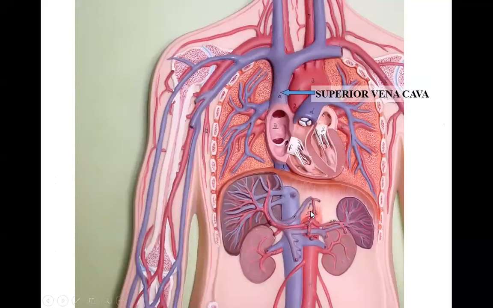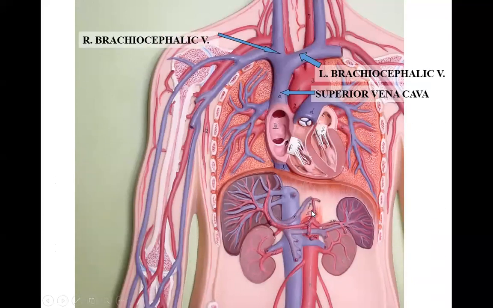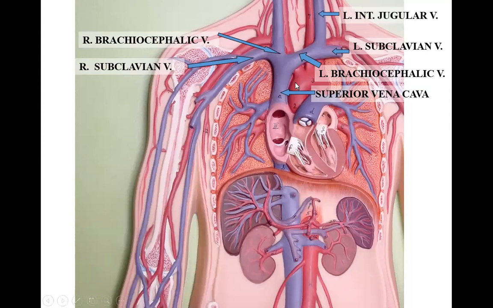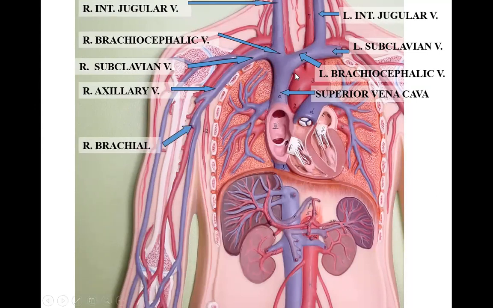Okay, superior vena cava, left brachiocephalic vein, right brachiocephalic vein, left subclavian vein, right subclavian vein. You know, there's no left and right brachiocephalic artery, we only get one. That little thing there. So, left internal jugular, right internal jugular, axillary vein. We have a subclavian vein going to an axillary vein, going to a brachial vein right there, running right beside the brachial artery.